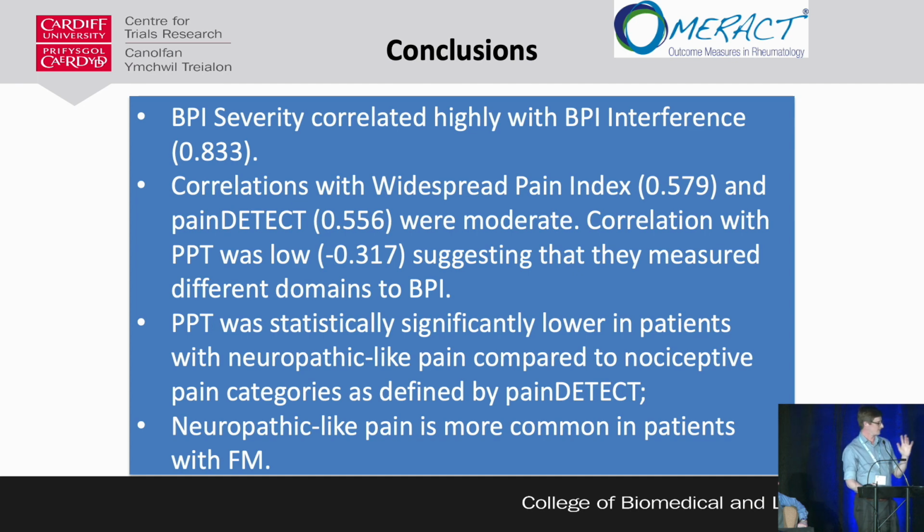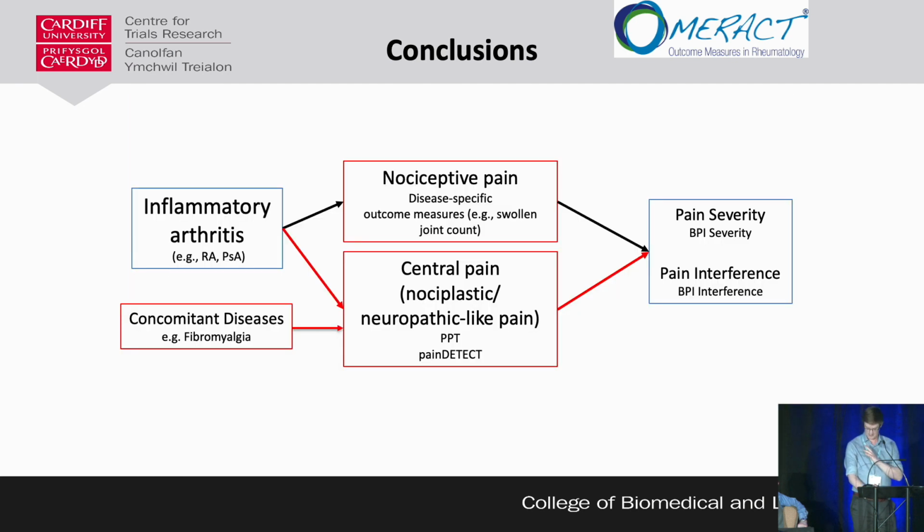So this all leads to this diagram I showed you in the talk on Tuesday. It's brilliantly drawn by Ernest, that inflammatory arthritis like rheumatoid arthritis and psoriatic arthritis can cause both nociceptive and central pain, and that central pain can be inflated by concomitant diseases like fibromyalgia. So for nociceptive pain, we need to use something like a disease-specific measure like a swollen joint count, and for central pain, we should use something more objective like pain pressure threshold, or perhaps the patient-reported outcome measure Pain Detect, and that both of these types of pain are encompassed within measures for severity and interference, which we can use from the brief pain inventory.